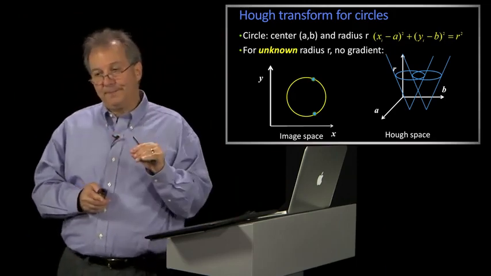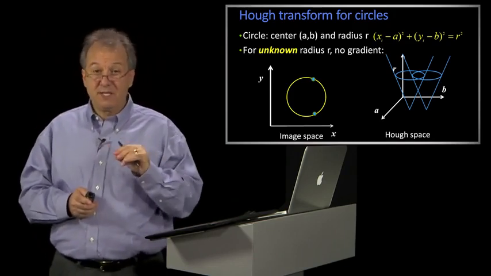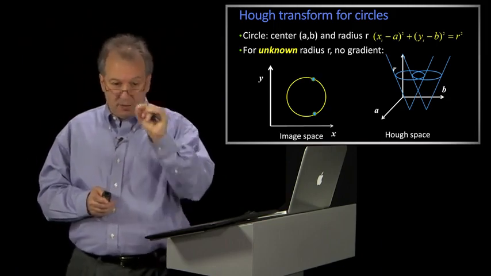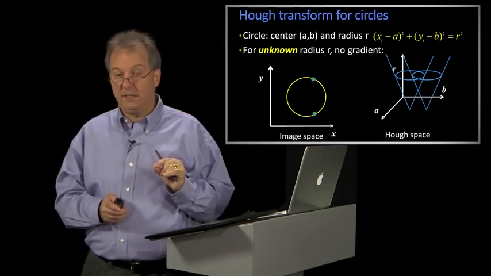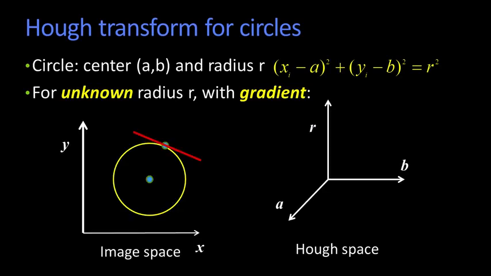But remember before, one of the ways we got rid of the number of votes you had to do was by using the gradient direction, okay? Because if I had a point and I knew the gradient, there was only one possible line it could be. Well, we can do the same thing with circles. So now we have an unknown radius, but we have a gradient. So again, our Hough space is A, B, and R, but this time our one point here has this gradient, okay? Well, now if we knew the radius, we would just have one possible circle it could be, right?